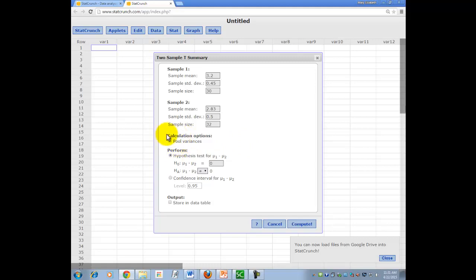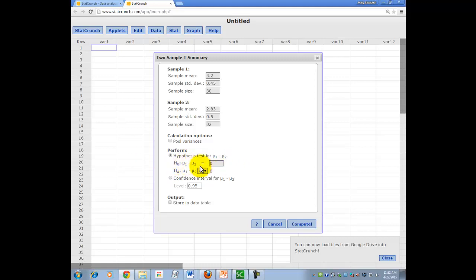I am going to turn off the option that says pool variances. I'm going to turn that off for this problem. And we're going to leave the hypothesis, the number in the hypothesis, as is. Now we have to think about this. Our null hypothesis says that the men and the women have equal GPAs. Now consider, if you're subtracting two things that are assumed to be equal, this is kind of how the hypothesis is written here in StatCrunch.